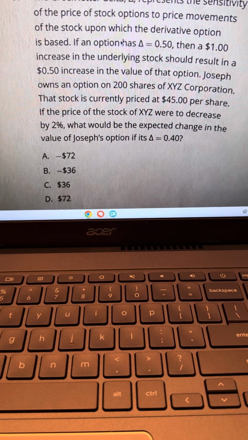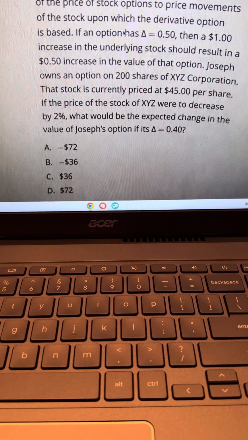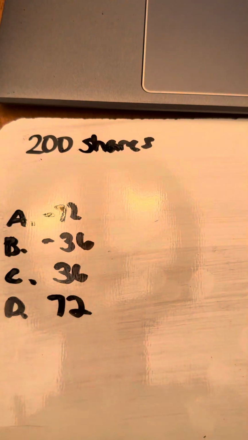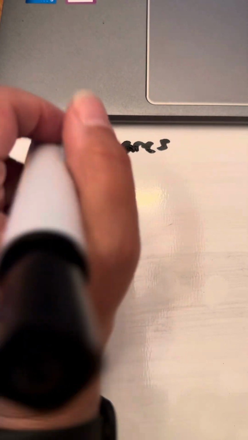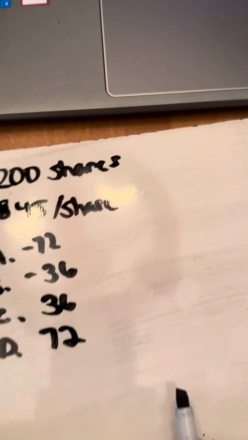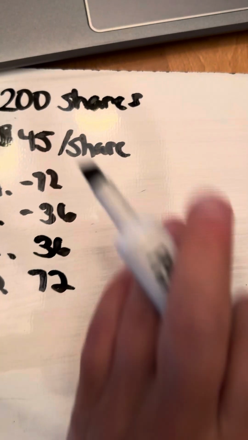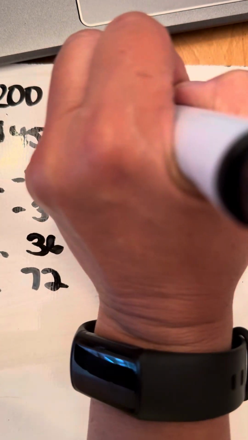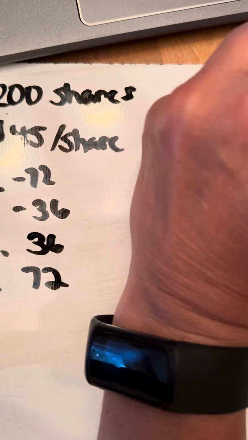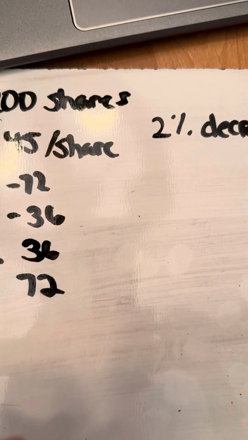First off, I can drop off the last 2 because this is talking about a price decrease. If it's decreasing, it's not going to increase in price. So C and D automatically are gone. Now we're going to look at the 200 shares. We know that we have $45 per share, and that's one piece of information we have. And the last piece of information that we have here is that we have a 2% decrease. So I'm just going to put that there. All right, so we've got all that information.